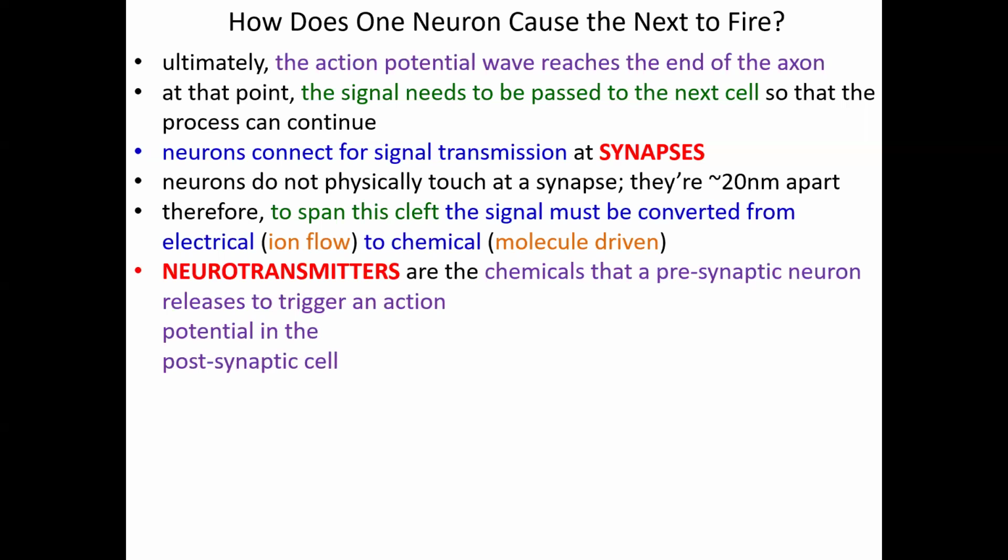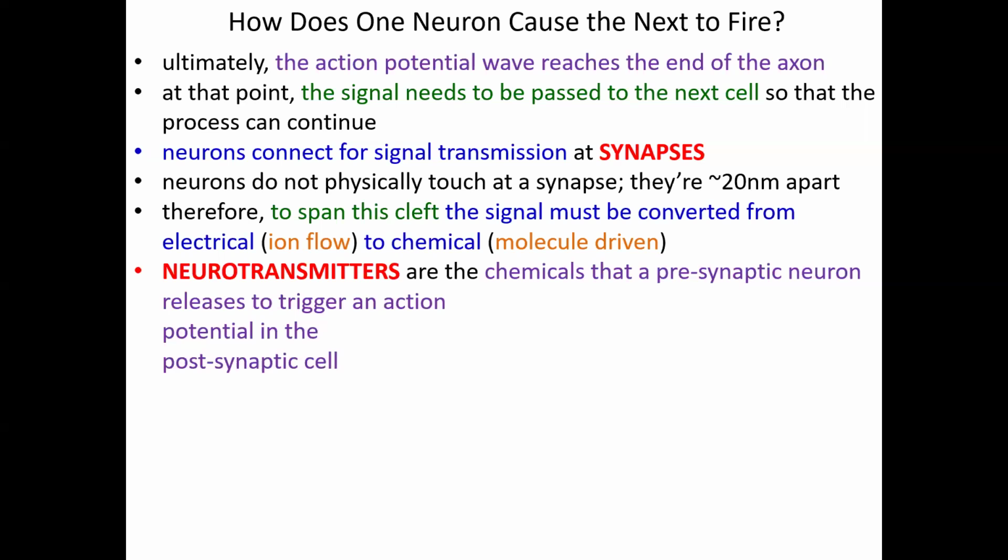Neurotransmitters are molecules, chemicals that are released by a presynaptic neuron when that action potential wave hits the end of the axon. Neurotransmitters diffuse across the synapse, across that 20 nanometer gap. Neurotransmitters bind to the postsynaptic cell, the next neuron, and those neurotransmitters are ligands. And they bind to, say it with me now, ligand-gated channels. And when those neurotransmitters bind to the ligand-gated channels, those channels open.